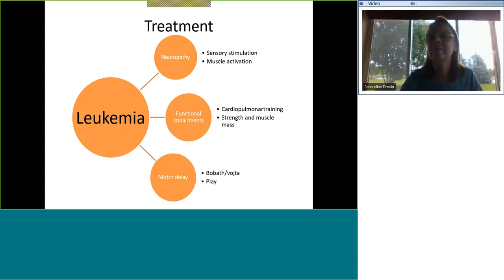Finally, the motor delays that are very common with young children who had leukemia can be treated with both the Bobath or the Vojta techniques. And as mentioned before, the main objective is to use playing as our main tool.